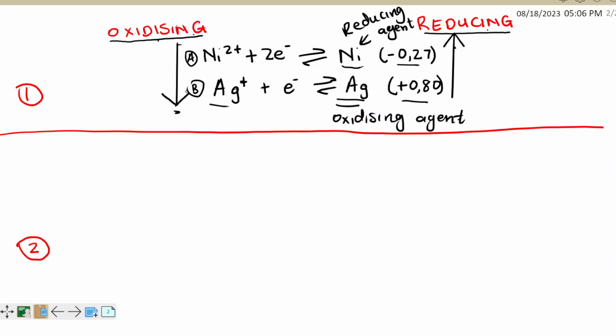So you must always keep it like that. The one that is pointing below is an oxidizing agent. The one that is above is a reducing agent. Just keep these two in your mind. I'm going to come back to it.